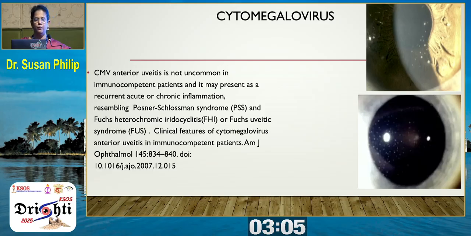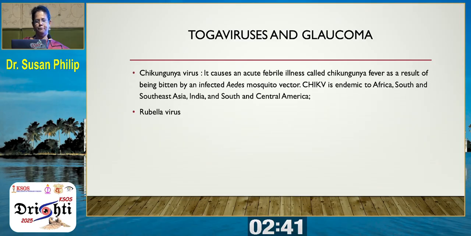Cytomegalovirus can also cause glaucoma in immunocompetent patients, because it may present as a recurrent acute or chronic inflammation, as in Posner-Schlossman syndrome and Fuchs heterochromic iridocyclitis. In much of the literature, it has been reported that in patients with these conditions, the aqueous tap was taken and cytomegalovirus was isolated from it.